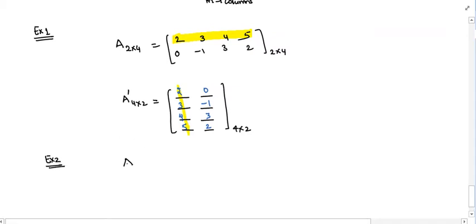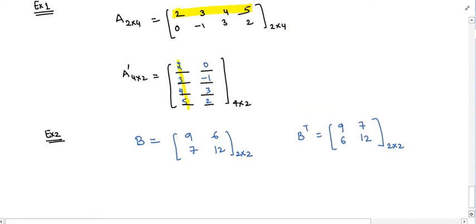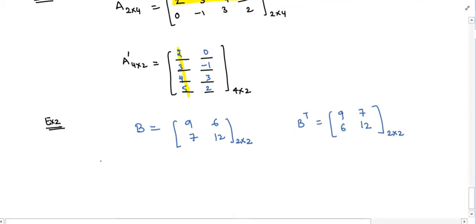Let's take another example. If we have a matrix, let me use another name, since I'm always using A. If we have a matrix B of order 2 by 2, then the transpose of B will again be a matrix of order 2 by 2. What will happen? Row becomes column, column becomes row. 9, 6, 7, 12. It will become 2 by 2. Finish. Now let's move to the next concept, determinant of a matrix.